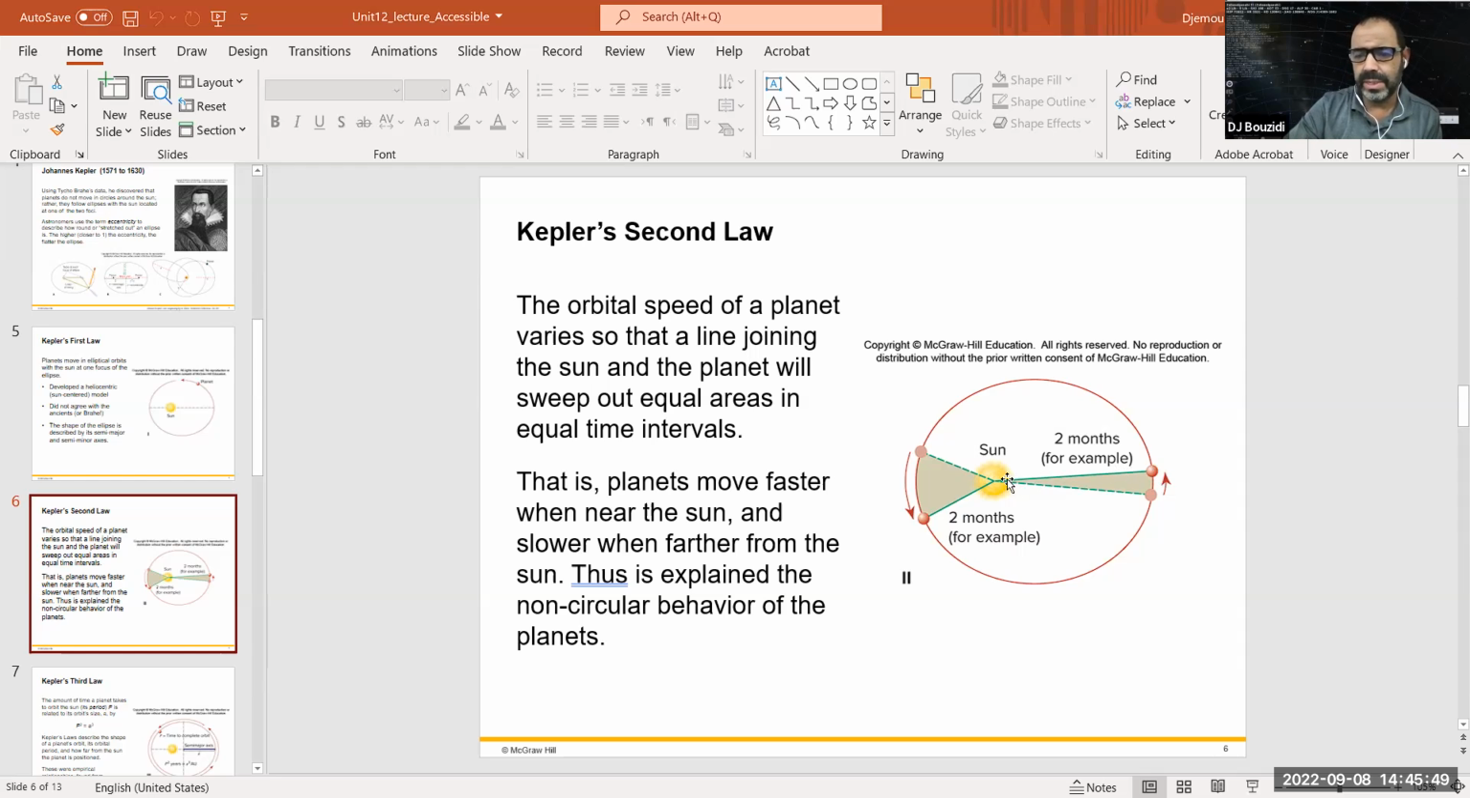Remember, the radius compensates for the short distance in the arc here, because you have a bigger radius, a bigger distance in this case. So this is basically how the second law works. Both of these two laws are related to something extremely important, known in physics as angular momentum.